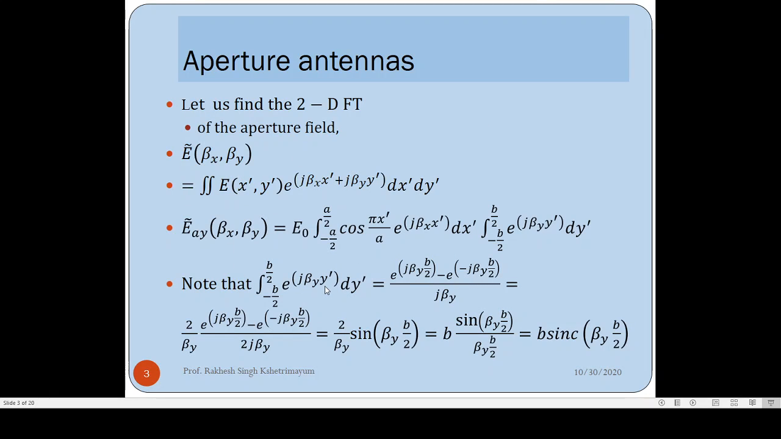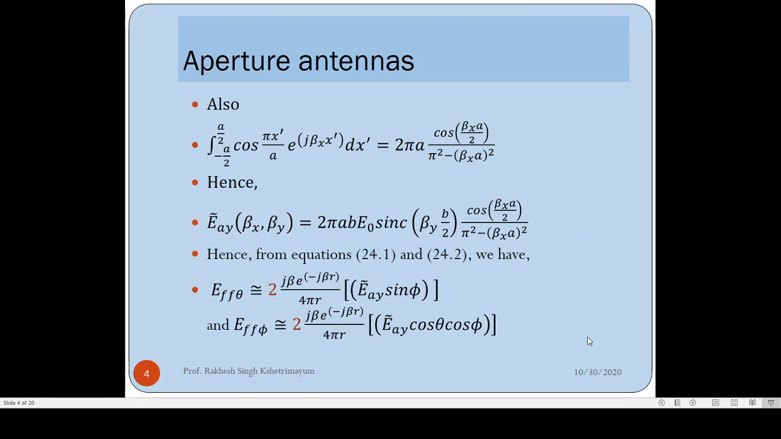Now it's the multiplication of this function and this function here. So we have the 2D Fourier transform of the aperture field, which is basically the multiplication of the two functions we have derived. So finally the expression is 2 pi a b E0 sinc of beta y b by 2 cosine of beta x a by 2 divided by pi squared minus beta x a whole squared. So now this is the second step.